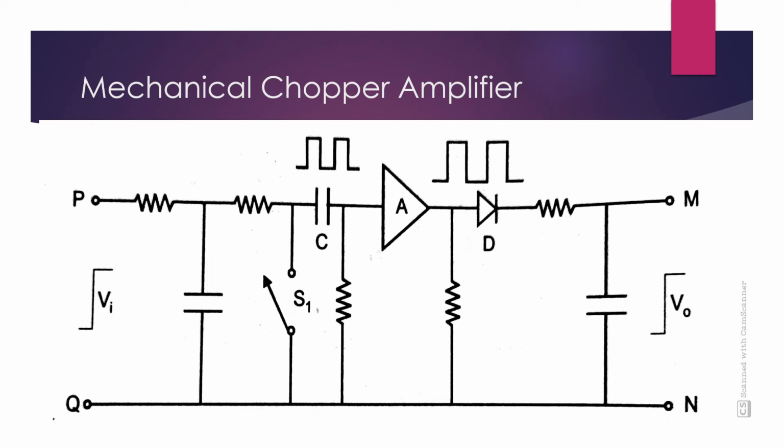After amplification of the chopped signal, it is rectified using the diode, which is given as D. The rectified signal is then filtered and amplified into a DC or slowly varying signal and it is obtained at the output terminals M and N. The response time of the chopper amplifier is governed by the chopping or sampling rate. The chopping rate should be at least 10 times greater than the highest frequency component of the signal for good fidelity. Using mechanical choppers, we cannot achieve high chopping rates due to inertia.